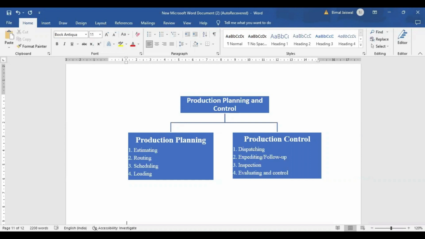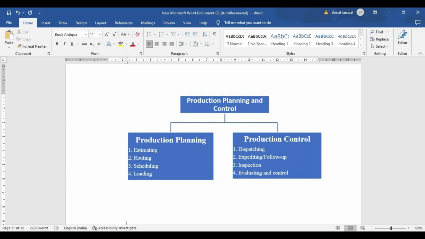Estimating means estimating what and how production has to be done: what is to be produced, how it is to be produced, and how much has to be produced. Estimating with respect to human resource, estimating with respect to finance, estimating with respect to material, estimating with respect to the plant.